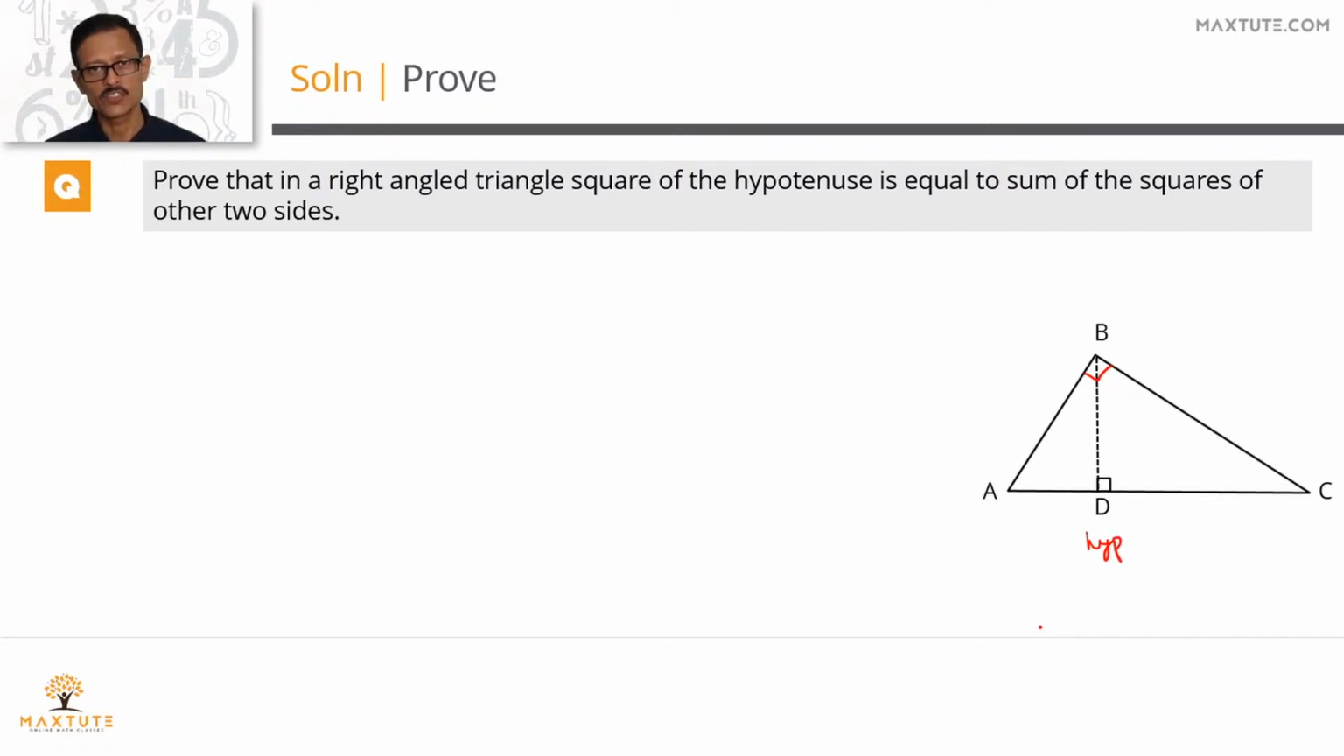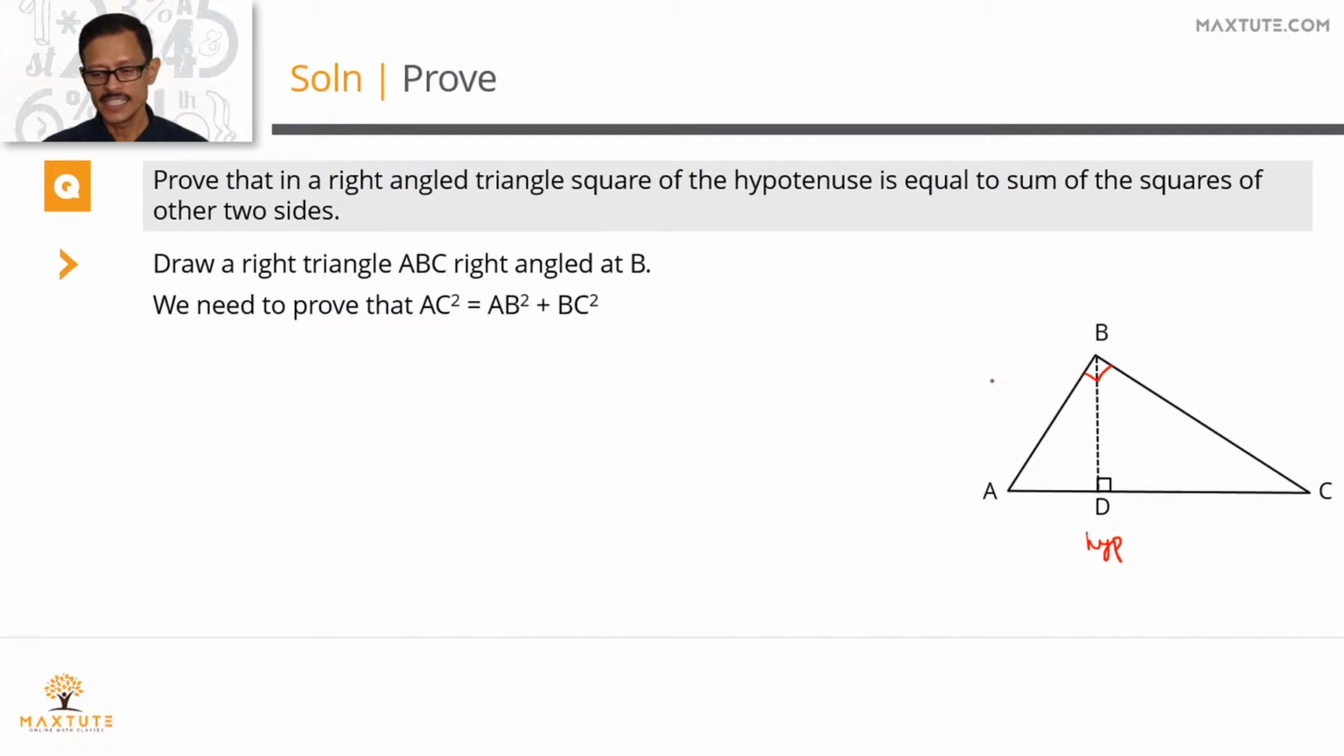What we need to prove is the square of the hypotenuse, AC square, equals sum of the squares of the other two sides. One side is AB, the second side is BC. So AC square equals AB square plus BC square. This is what we need to prove. Step 1, I'm going to draw an altitude to the hypotenuse. AC is the hypotenuse, so the altitude will be drawn from the opposite vertex B that's perpendicular to this hypotenuse AC. So BD is perpendicular to AC.